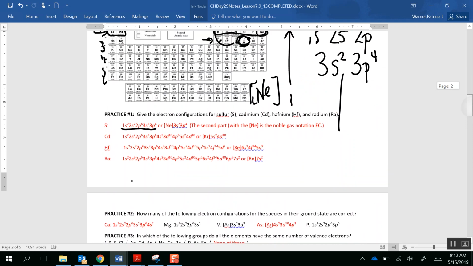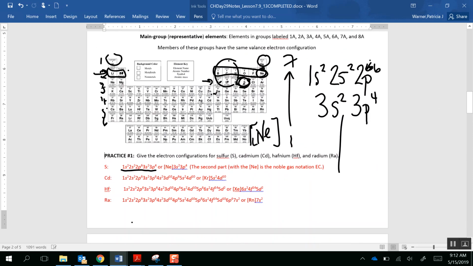The next one, cadmium, is found right here. In cadmium, we have to account for 48 electrons. The added rule to that one: you'll notice you go along just fine till you get to the 4s. We follow the same rules. And then the D block is 1 less than the S block. So when you get to the D's, it's going to be N minus 1, whatever the row number is minus 1.